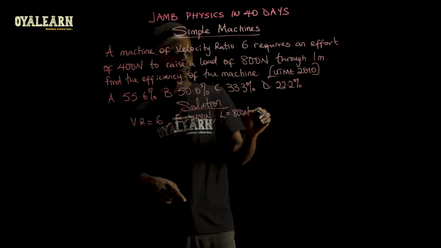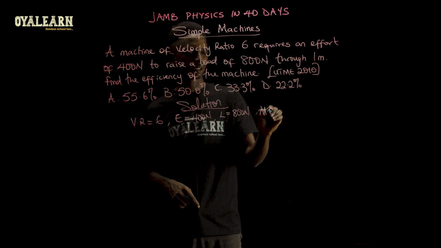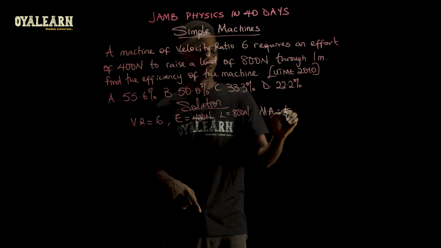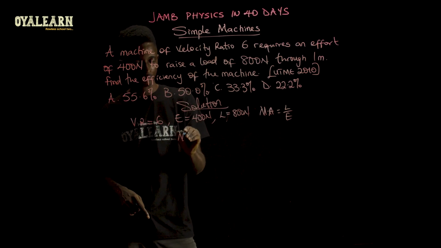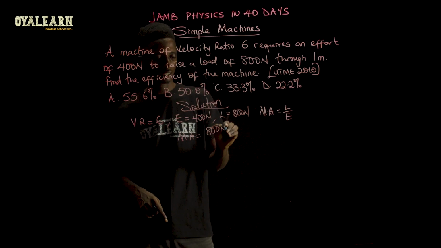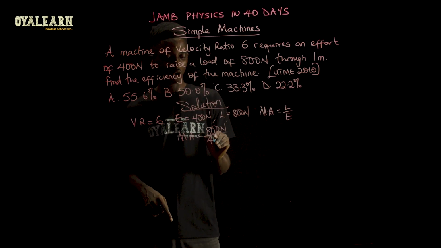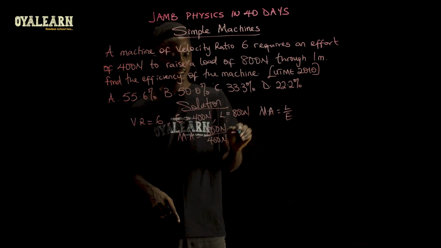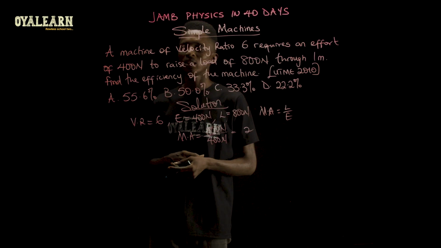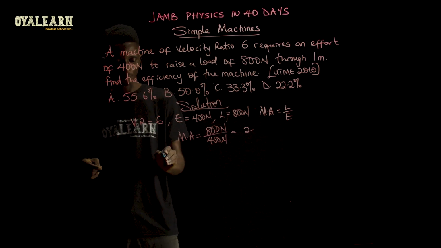From this, we can get our mechanical advantage. And that will be load over effort. So let's do that here. The load is 800 newtons over effort, which is 400 newtons. This would give us 2. So now we have mechanical advantage, so let's find efficiency.